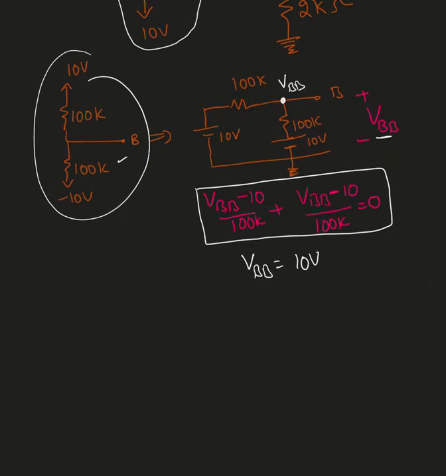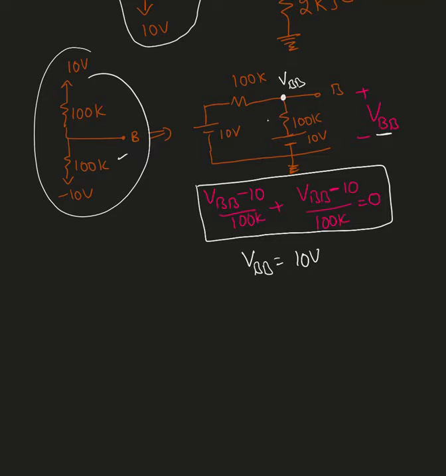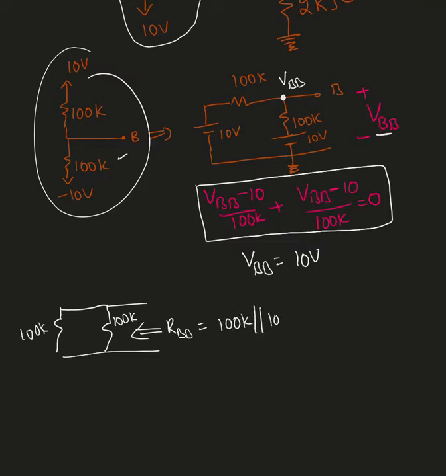Now we need to find the equivalent resistance of those two. While finding the resistance, we replace all the independent voltage sources with their internal resistance, which is a short circuit. If it is a current source, it's replaced with an open circuit. So here we have 100K, 100K. Now I'm finding the equivalent resistance here, RBB. You can clearly see 100K parallel with 100K, so the equivalent resistance is 50K ohm.